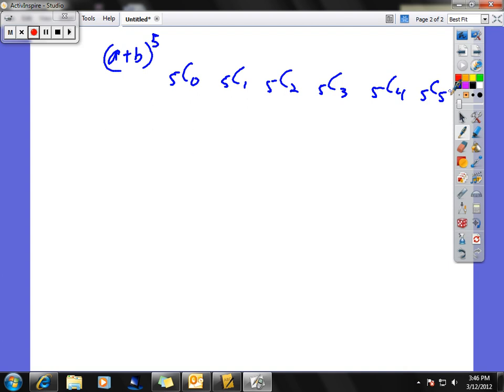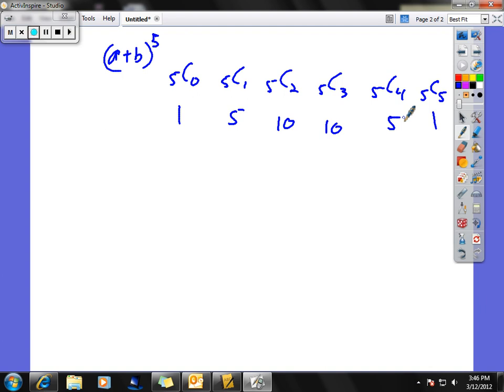You can put those in the calculator, or you can do them by hand. Anything c0 is 1. All right. Also, anything c itself is also 1. Okay. And anything c1 is just the original n that was there. So this is 5. 5c2 happens to come out to 10. 5c3 comes out to 10. 5c4 comes out to 5. And notice how these are always going to be symmetrical also. Okay? They're always going to be symmetrical. So those are my coefficients. Alright, so I'm going to put those in front of my a, b terms.